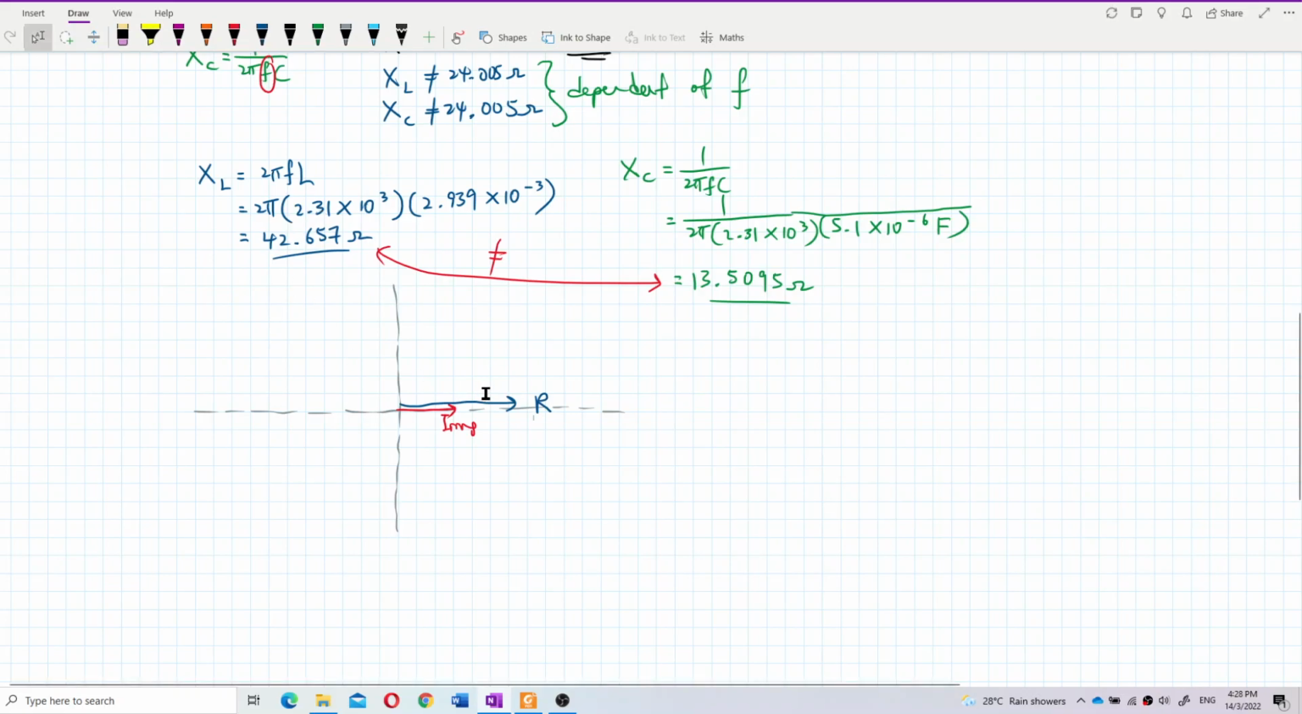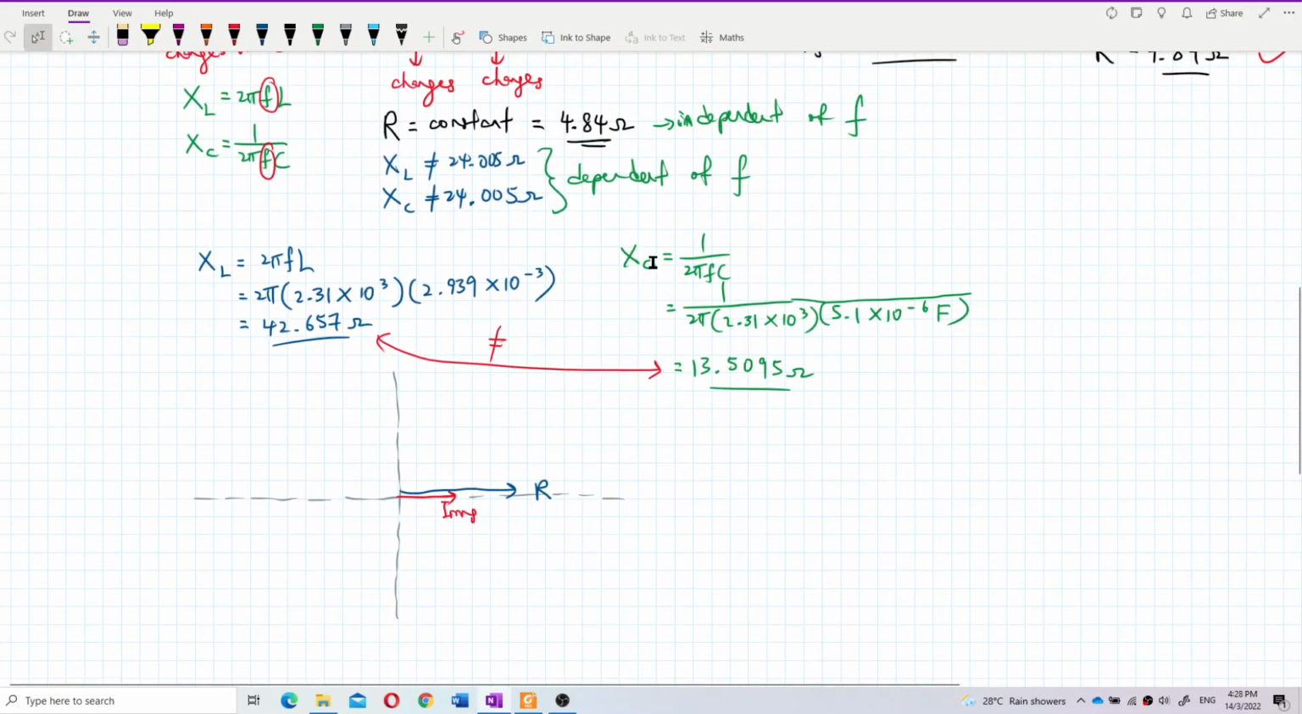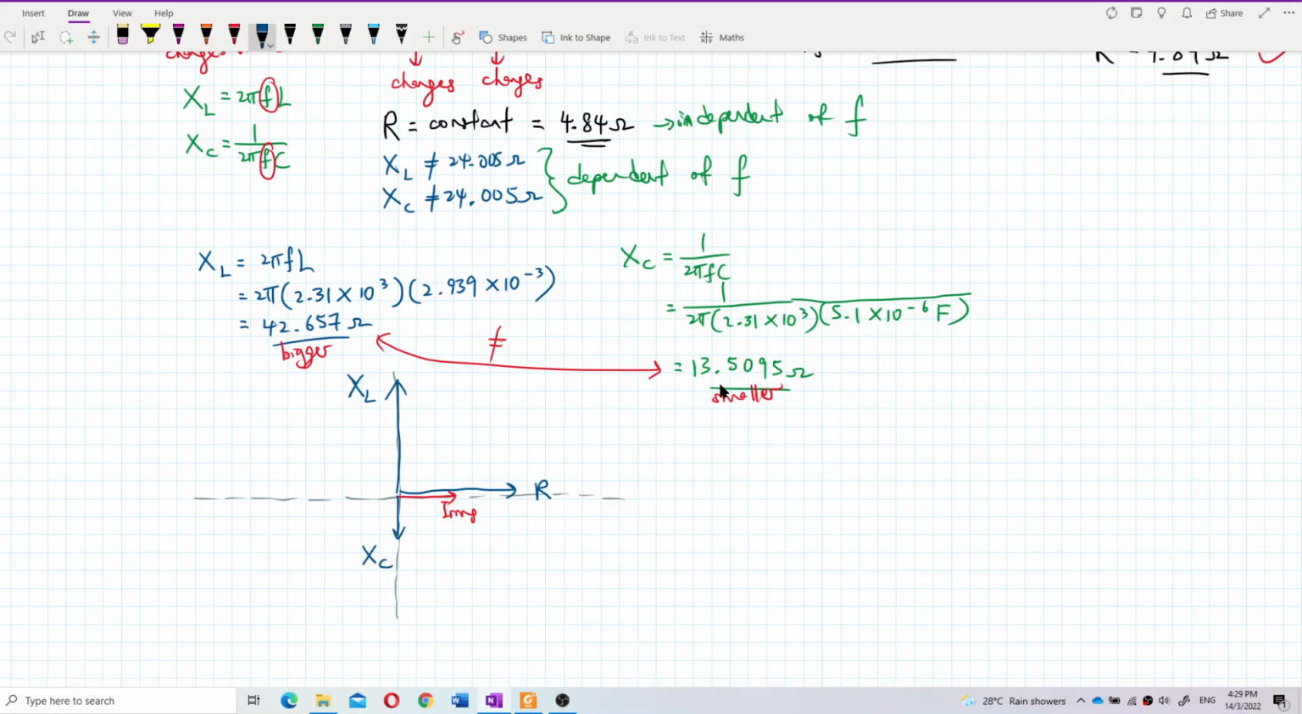And then XL is always at the top, XC is always at the bottom. But then you need to see which one is longer. XL is the bigger value, so you must draw XL longer. XL is at the top. XC is at the bottom and it is a smaller value, so you need to draw XC shorter. Why is XL at the top, XC at the bottom?